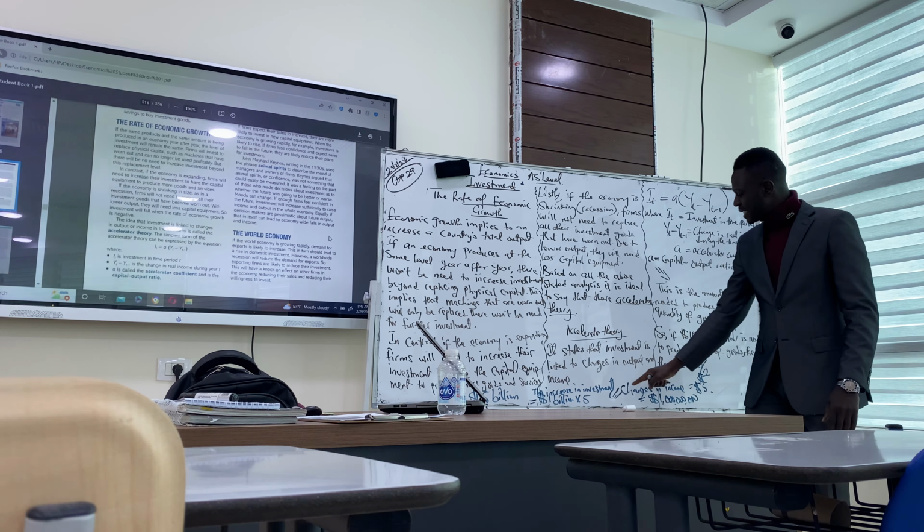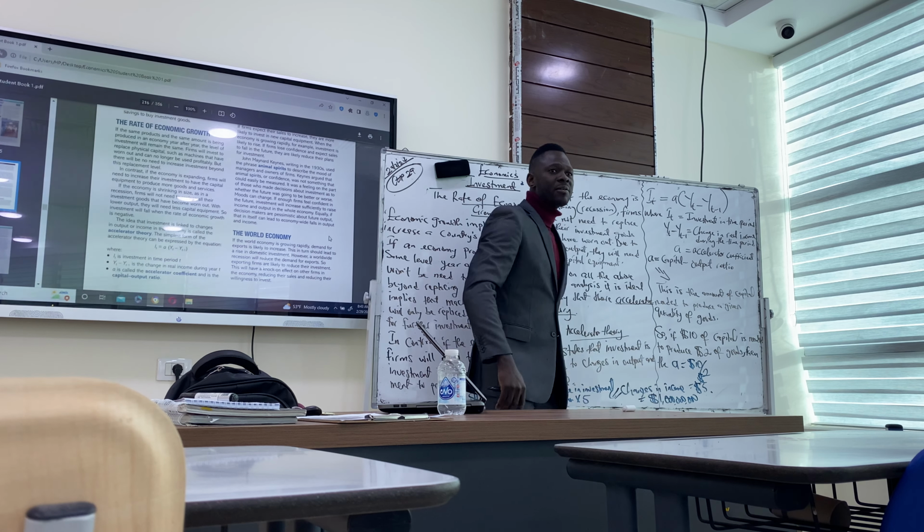Because we said income is linked to investment. Income is linked to output. So if income is linked to output, now our capital output ratio is 5. And there's a change in income level of 1 billion. So our investment will increase by what? 1 billion multiplied by 5.